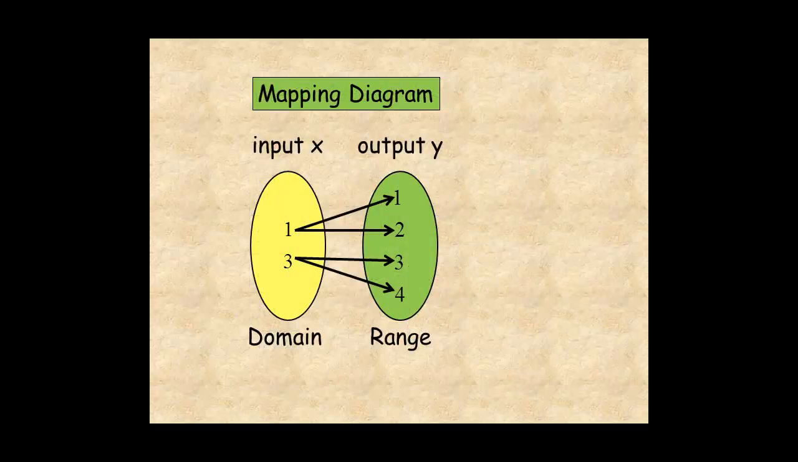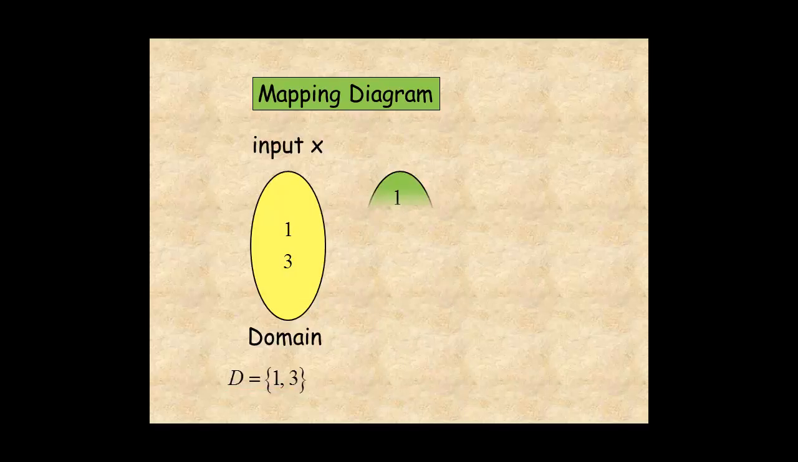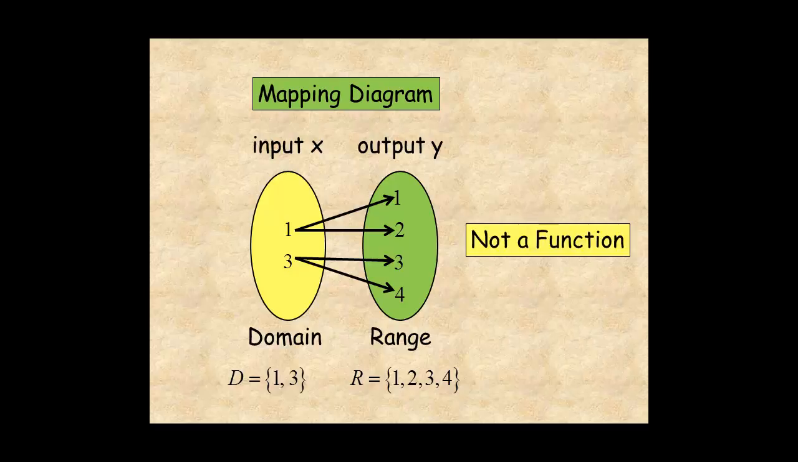Another way to define or represent a relation is with a mapping diagram. The elements of the domain are listed on the left. The elements of the range are listed on the right. Arrows indicate how elements of the domain are paired with elements in the range. Since elements in the domain are paired with more than one element in the range, the relation is not a function.